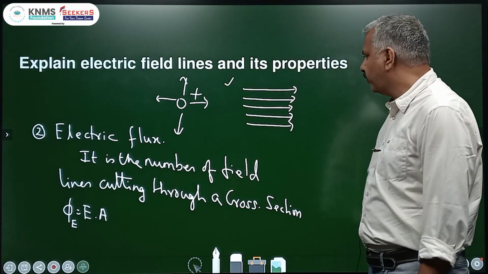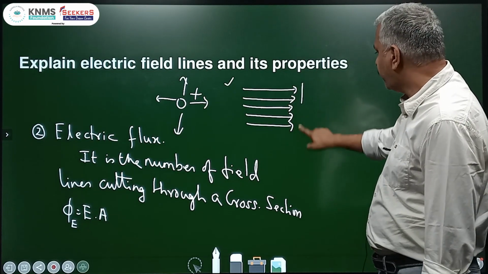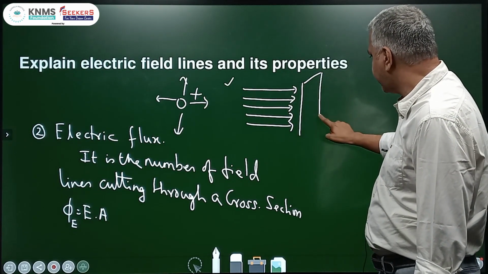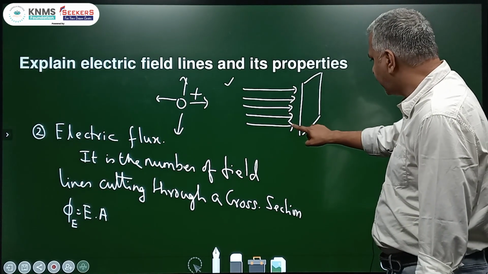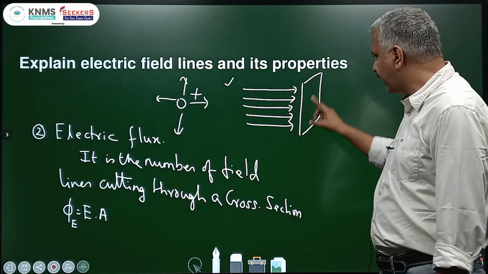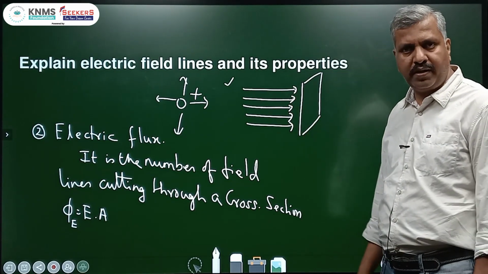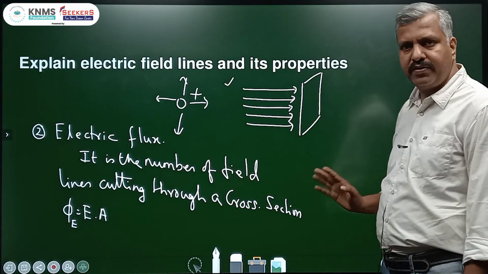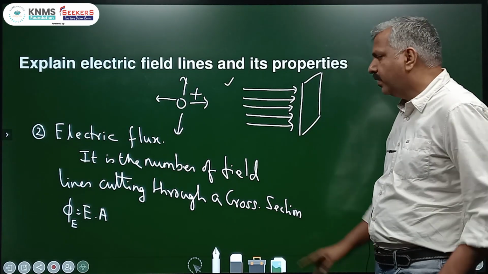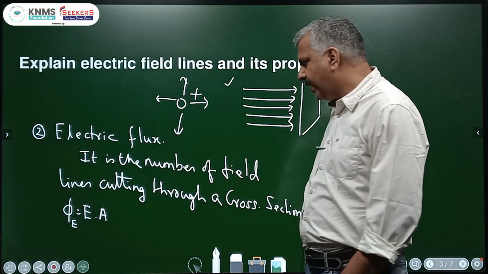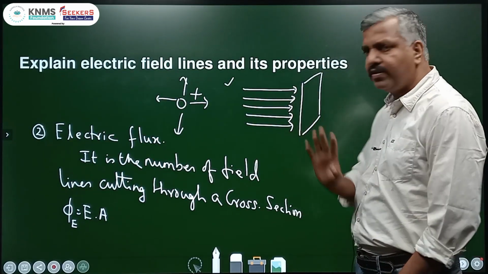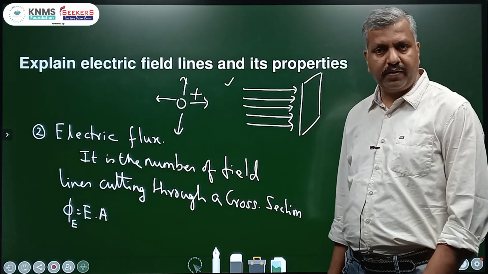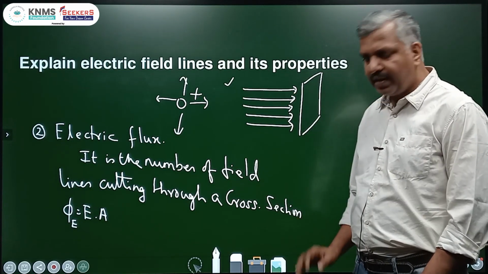Suppose you have a uniform field this way, and we are talking of a cross-sectional area of this kind. You see that there are 1, 2, 3, 4, 5 field lines which are going to cut through this cross-sectional area. So the electric flux is 5. Electric flux is defined as the number of field lines cutting through a given cross-sectional area. So in this case, the flux will be 5. But there is a problem.